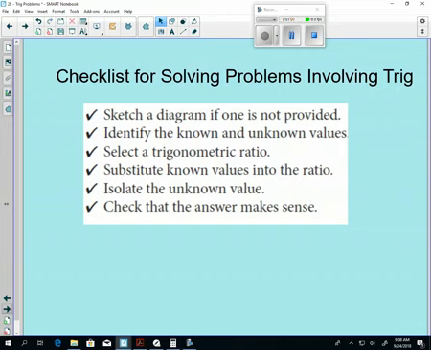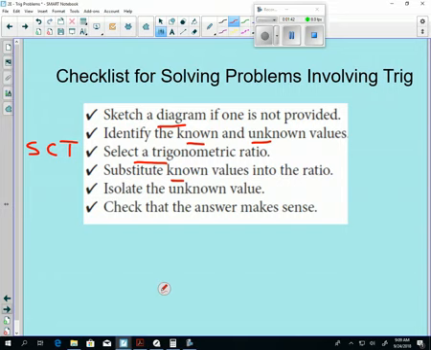First thing we need to do is always sketch a diagram. Now in this case we're given the diagram, so we don't have to draw the triangle, but we have to label the triangle to know which is the opposite and the adjacent and hypotenuse. So we have to know what is given and what is unknown. Then we select which ratio. Is it going to be sine? Is it going to be cosine? Or is it going to be tan? And then once we decide that, we substitute the values into our equation. And then we want to make sure that it's reasonable.